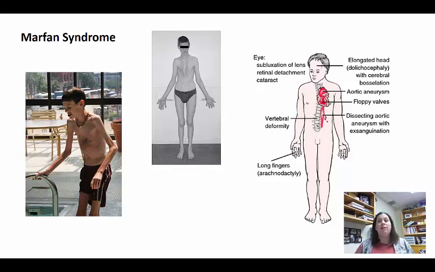If it ruptures, they can bleed out very quickly because it's the largest vessel leaving the heart. This is traced to a mutation in what we call the fibrillin 1 gene on chromosome 15. So we know that it's found on chromosome 15 and it is that particular gene.